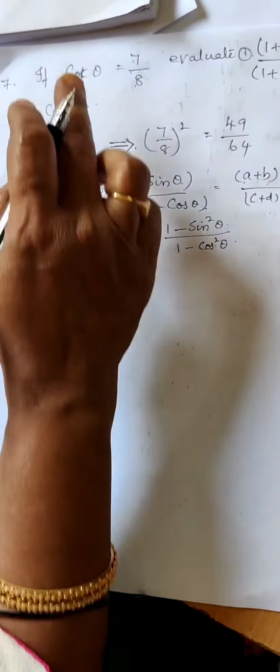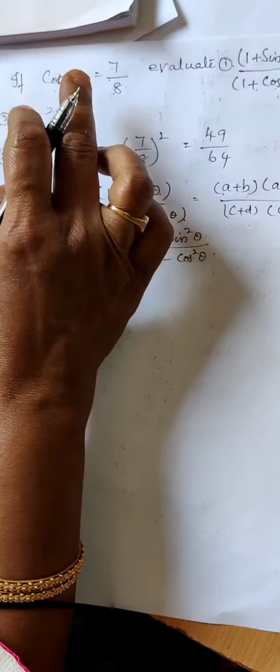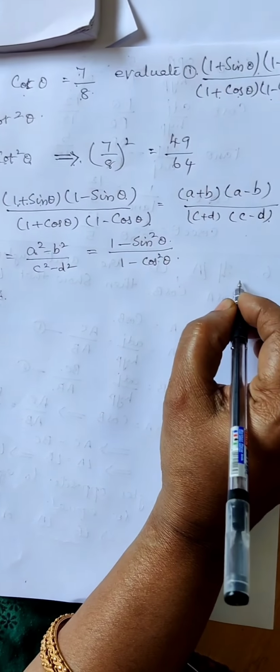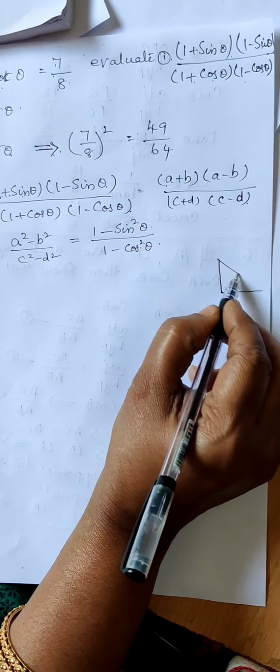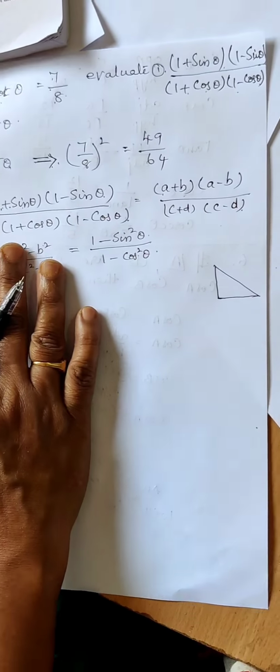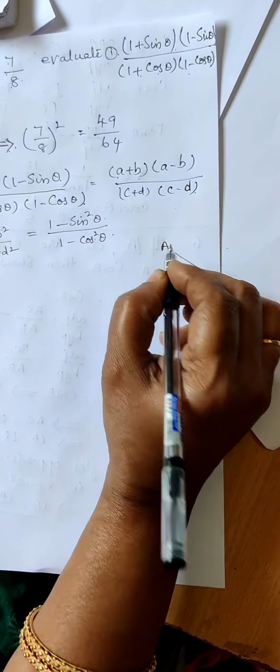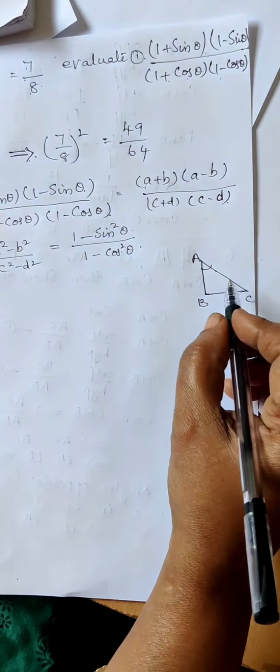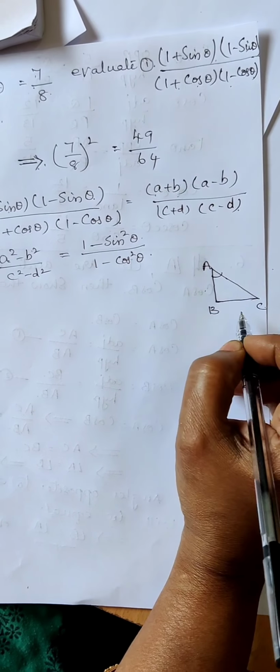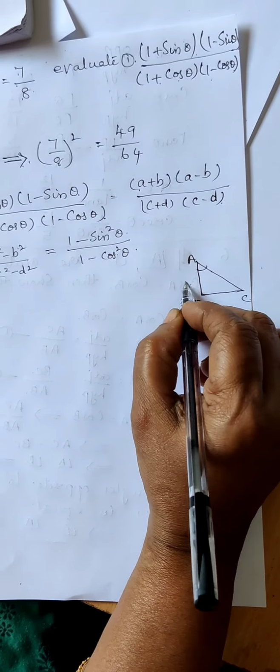So what is given to us? It is given as cot theta. Now we should draw the triangle and proceed in the same way. A, B, C, theta, cot theta. Cot theta means adjacent by opposite, 7/8.